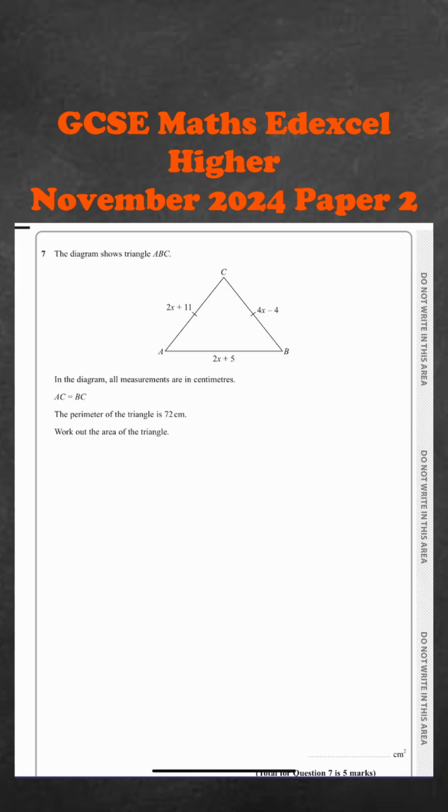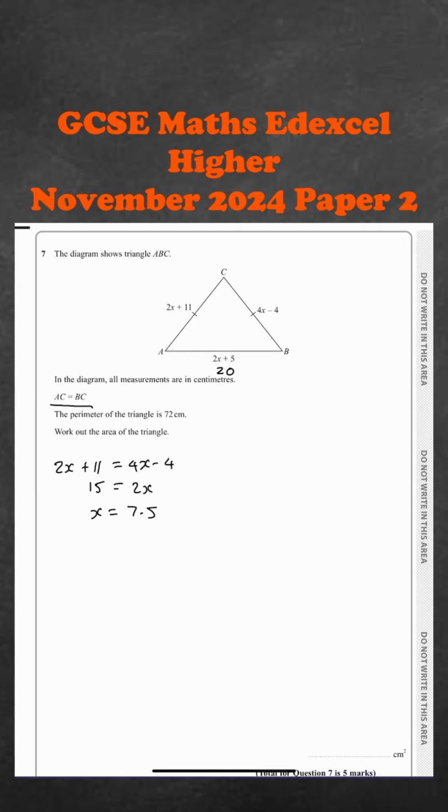Well, we can say straight away 2x plus 11 equals 4x minus 4, as we're told that AC equals BC. So we'll take the 2x onto the other side. We have 2x equals 15 when we add 4 to both sides, so x equals 7.5. Then we can say, therefore, that AB is 2 times 7.5, which is 15, add 5, which is 20. And both sides are then going to be the same length, AC and BC.